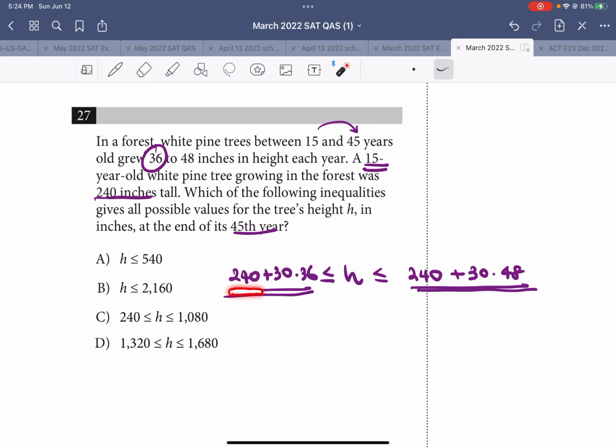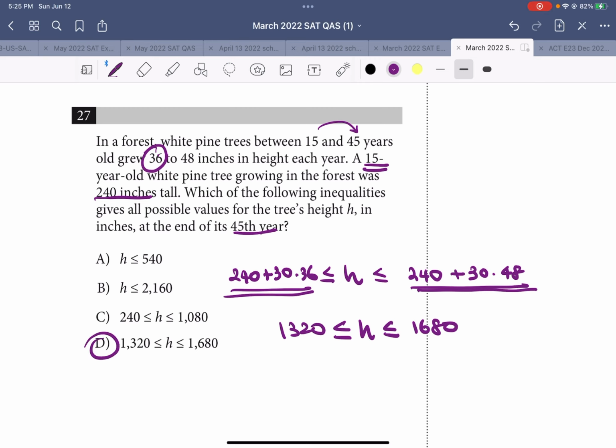So from 240 in the beginning and 30 years, each year 36, that's the minimum height it'll grow. And then 250 at 15 years old, and the next 30 years, the maximum it can grow is 48 every year. You multiply, then add up. So that gives you a range, right? Where to where. So when you compute this one, that's 1680 when you put it in the calculator, and the other one is 1320. So answer T.